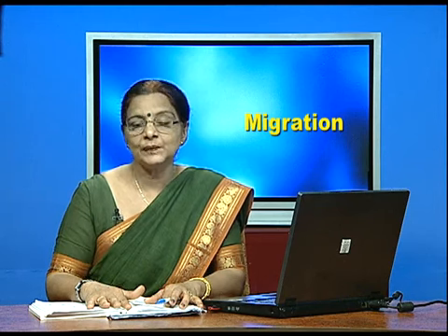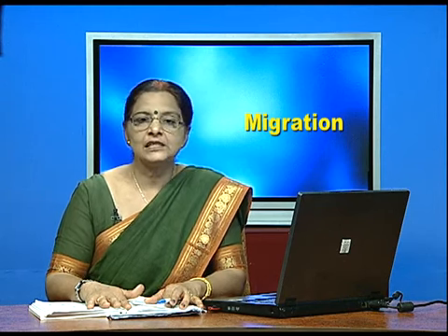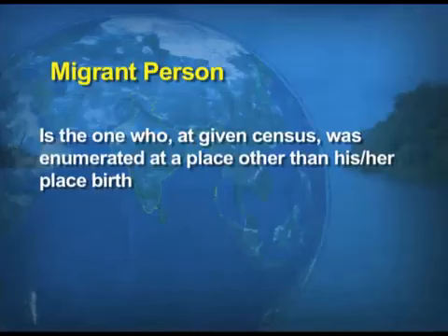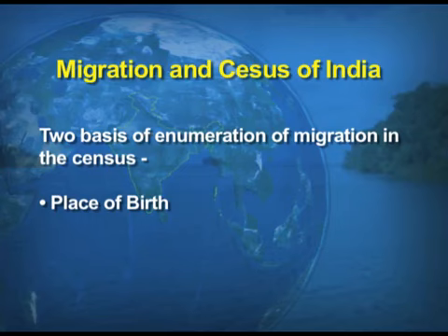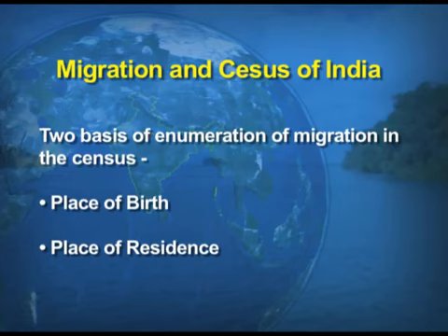Now, when we talk about migration, the person who migrates is known as a migrant person. So, how do we define the term migrant person? It is a person who at a given census was enumerated at a place other than his or her place of birth. Now, migration and the census of India. There are two bases of enumerating migration. One is the place of birth and the second is the place of residence.